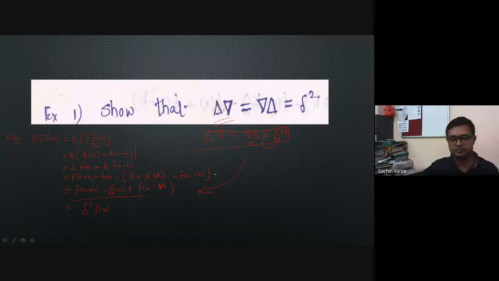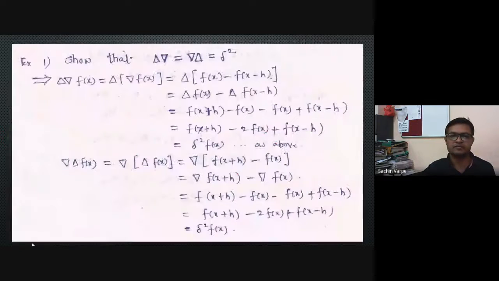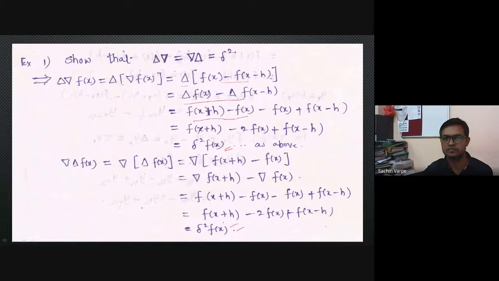Okay, so this is how we can operate. You can see here, I've explained in detail here. I hope everything is clear.